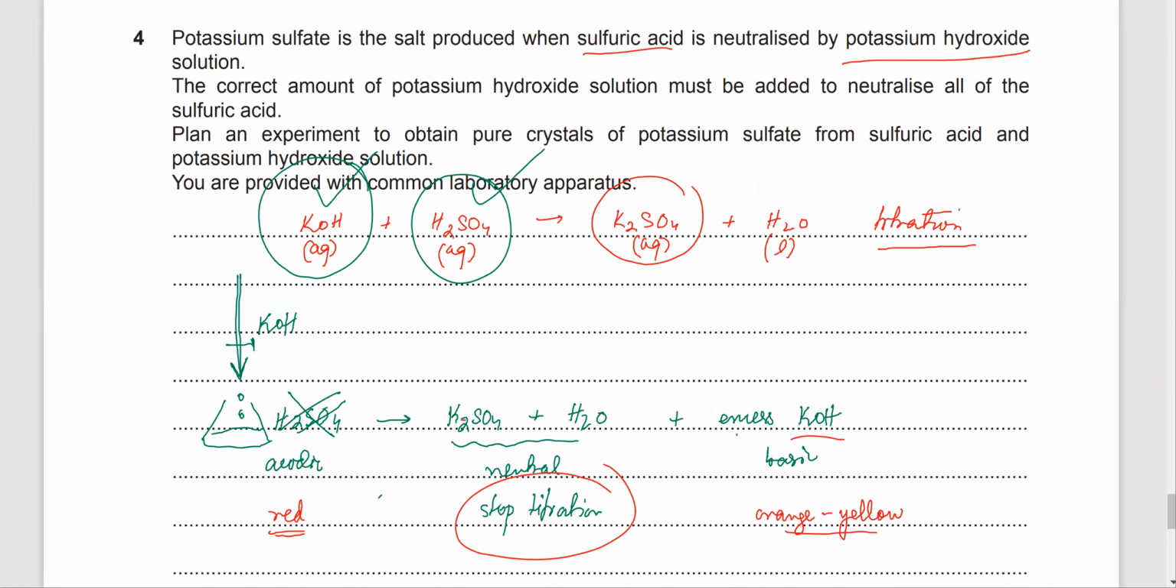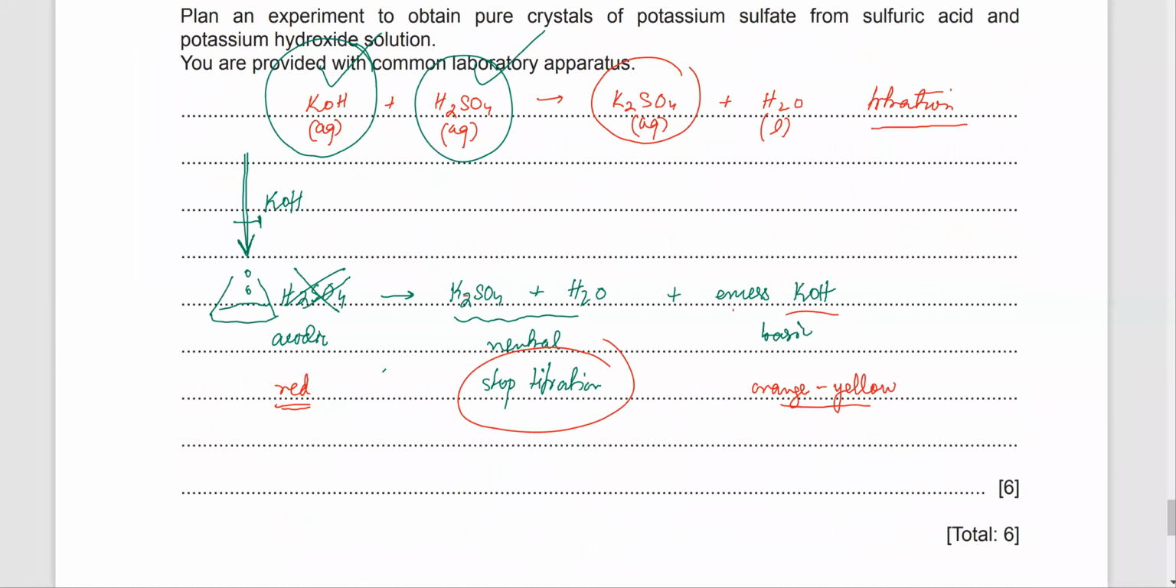And then you have to crystallize. When you stop the titration, the H2SO4 will have already reacted. And if you stopped in time, you wouldn't have added excess KOH either. So your solution only contains K2SO4 and water. This needs to be crystallized. So you have to explain the whole crystallization process.